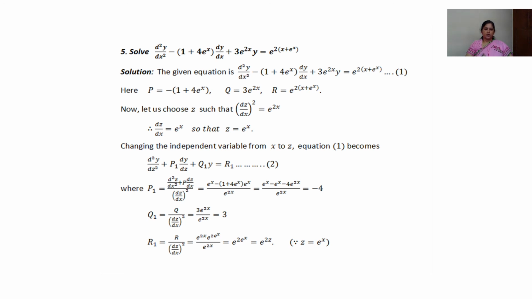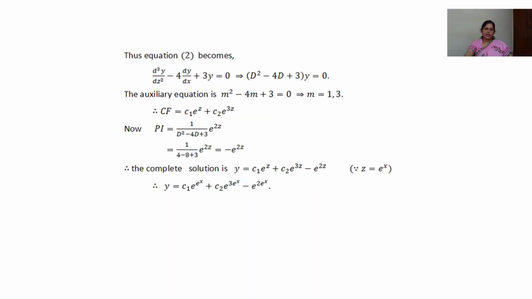Then r1 is equal to r by (dz/dx) whole squared. So r here is e^(2x) into e^(2x) into e^(2) into e^x. We are taking it separately by e^(2x), so e^(2x) and e^(2x) will cancel. So r1 is equal to e^(2) into e^x. We know e^x is z, that's why r is also changing in terms of z. We'll get r1 equal to e^(2z). Now we are going to substitute p1, q1, r1 in equation 2.